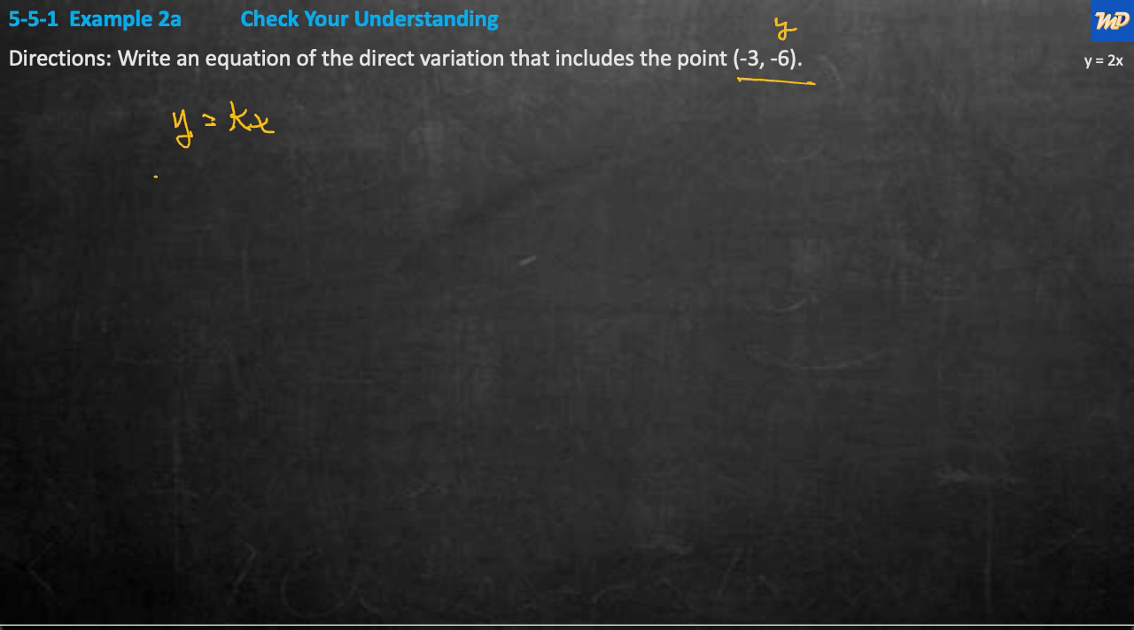So we're going to say -6 is equal to, and the x value is the -3, k times -3. Now, in order to find k, we're going to solve for k, and we're going to divide both sides by -3. And when we do that, we're going to get 2 is equal to k. Now that we have k equal to 2, we're going to substitute it back into our standard form of a direct variation. We're going to say y is equal to 2x.